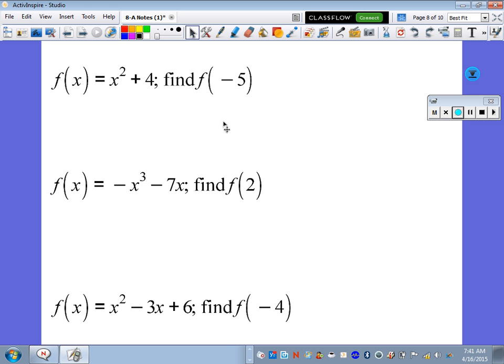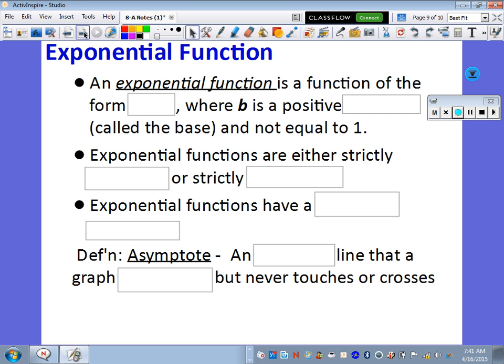And then the next part is just information on an exponential function. This is really the meat of what you need to know. An exponential function is a function of the form y equals b to the x power, where b is a positive constant called the base and not equal to 1. Your exponential functions are either increasing or decreasing.